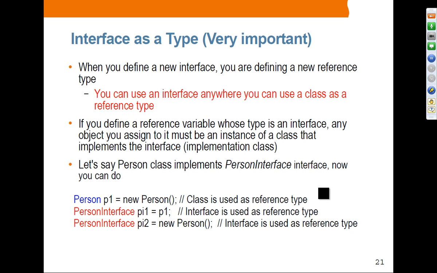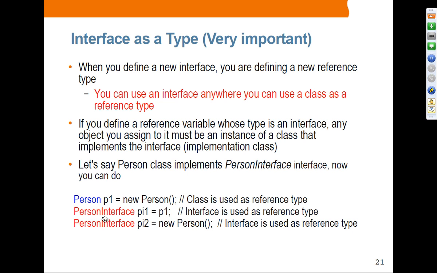So the example is like this. Here we are using the Person class as a reference type. By the way, when I'm saying reference type, I'm talking about variable type. This is the example that we have seen so far all along. Basically, we were using a class, like a Person class, as a reference type, or we used a superclass of Person, like Object in this case, as a reference type. However, you can use an interface as a reference type as well.